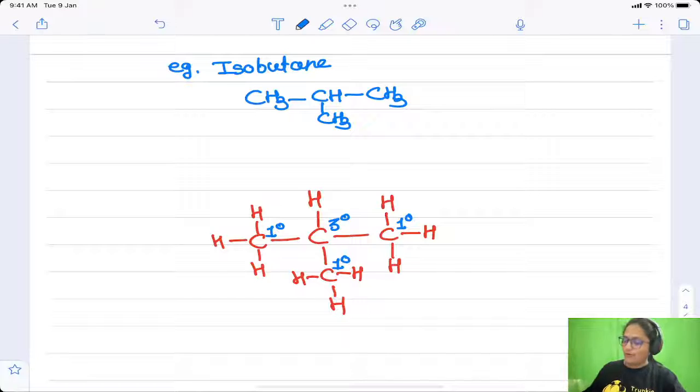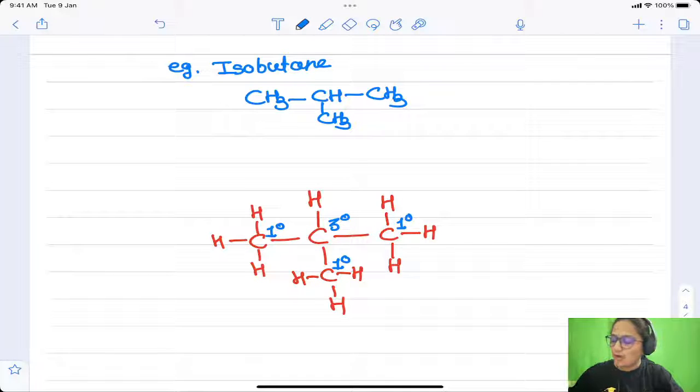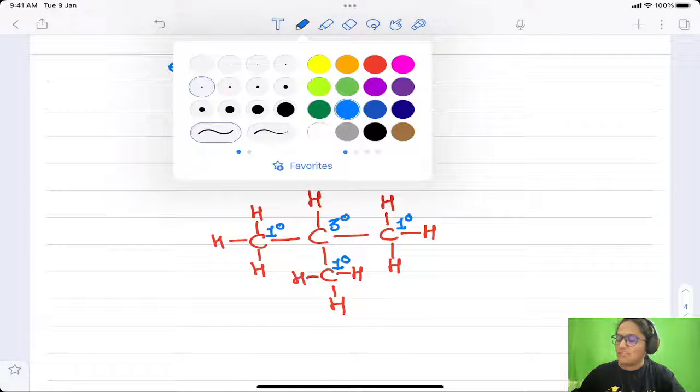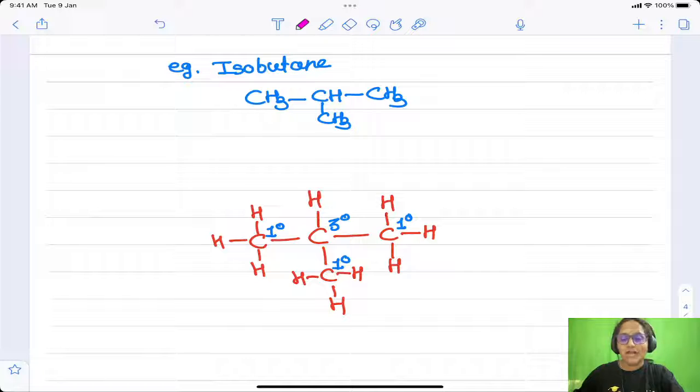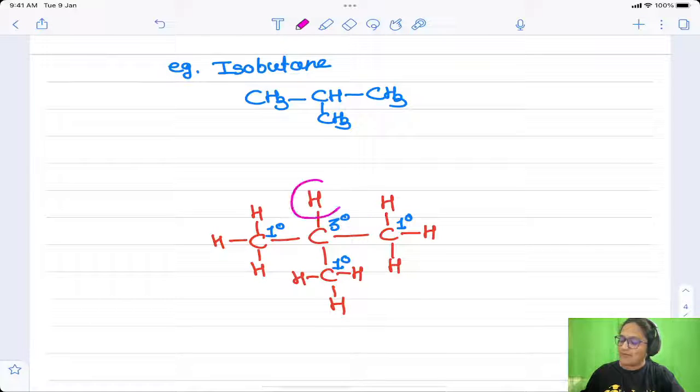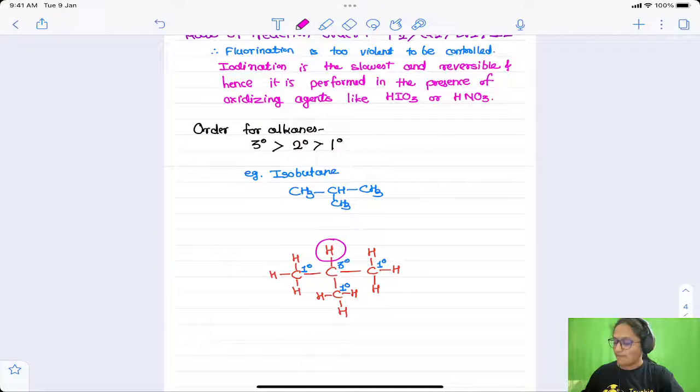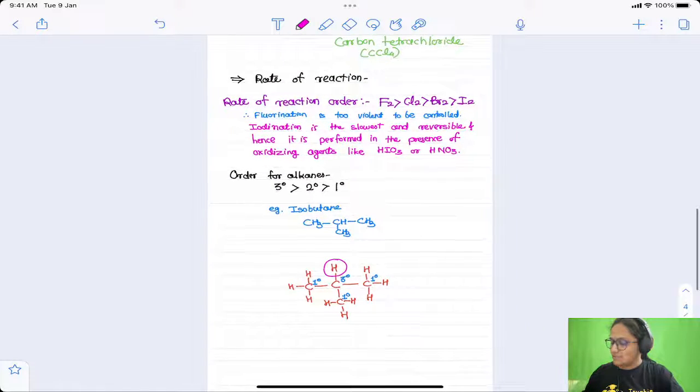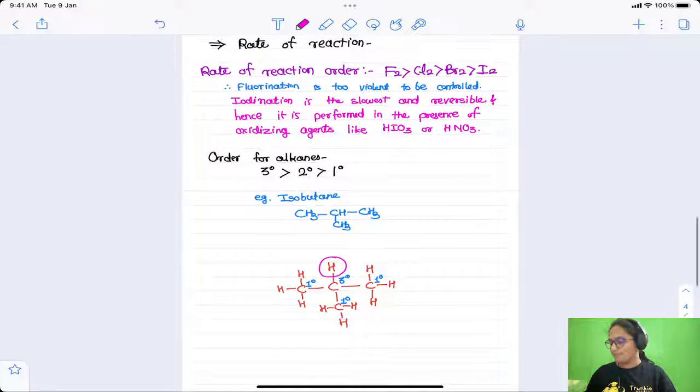Therefore, the reaction at the tertiary carbon will be faster. That is, if I ask you which hydrogen will be substituted fastest with the halogen, this one will be substituted fastest. So this is about the rate of reaction. Now take a screenshot of this part also.